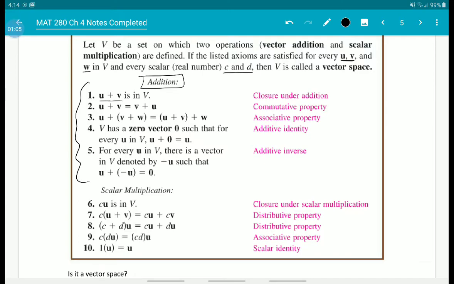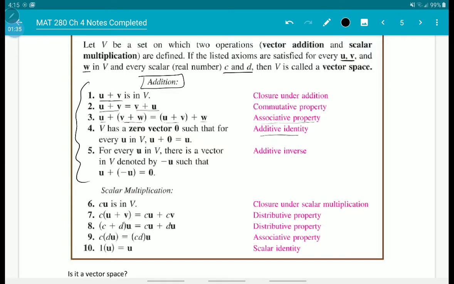The second axiom is about the commutative property of addition. It says if we take U plus V, we should get V plus U back. So we can add them in any order. The third property is the associative property. So now we're talking about grouping. And we can change the groups, whether we're adding V plus W first and then adding to U, or we take U plus V and then add it to W. We'll get the same thing either way.